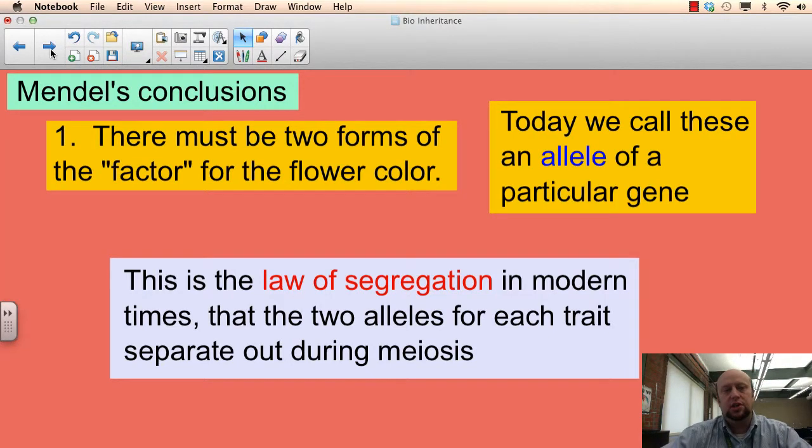So what conclusions does he draw, and what does this mean for us today? Well, the first thing he draws is that there has to be 2 forms of whatever leads to the flower color.